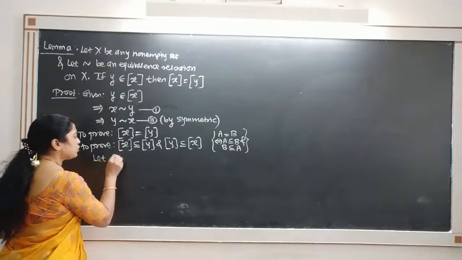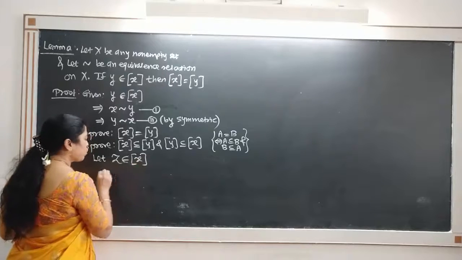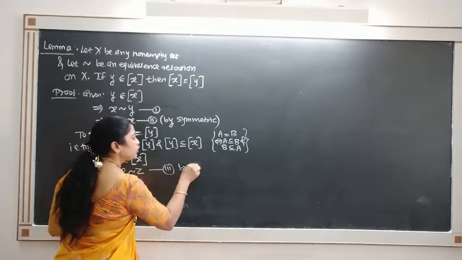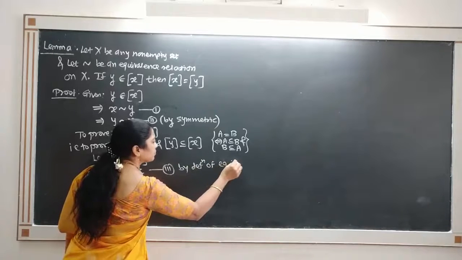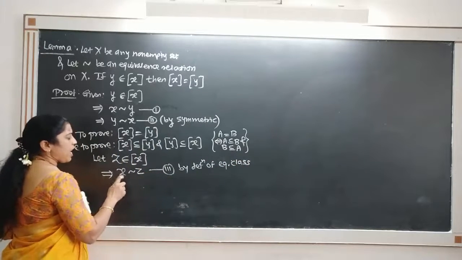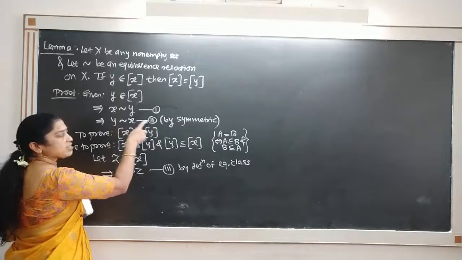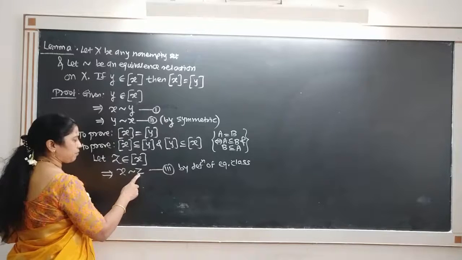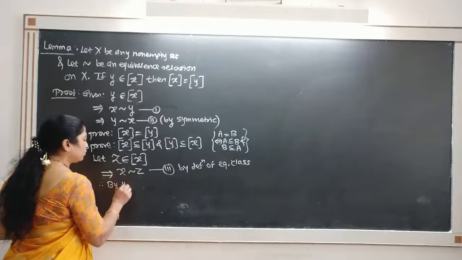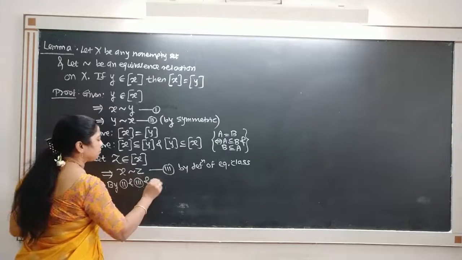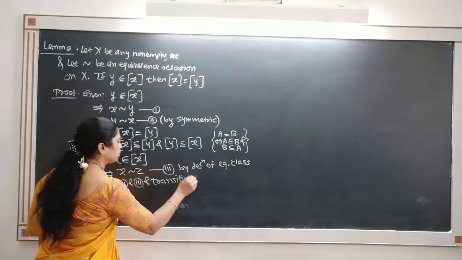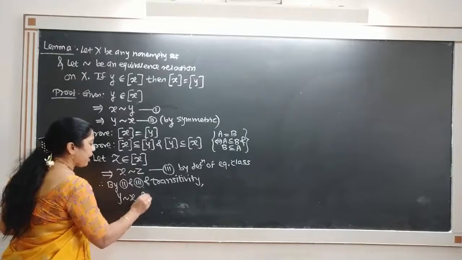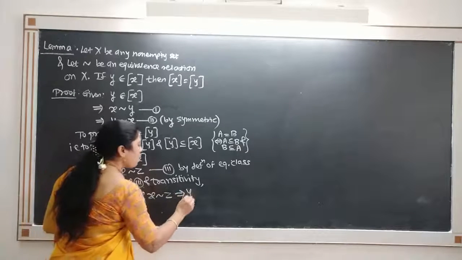So let us assume that Z belongs to the equivalence class of X. By definition of equivalence class, X is related to Z. Now we know that Y is related with X and X is related with Z. So obviously, by transitivity, Y will be related with Z, because Y is related with X and X is related with Z implies that Y is related with Z.